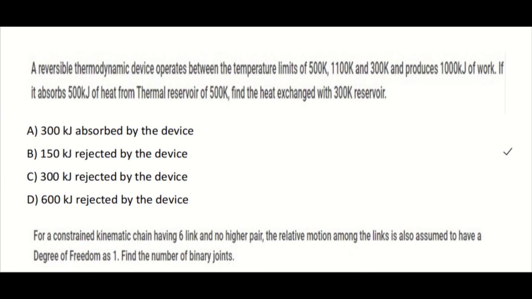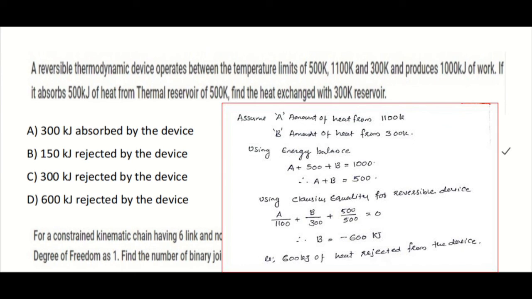Next, a reversible thermodynamic device operates between the temperature limits of 500 K, 1100 K and 300 K and produces 1000 kilojoule of work. If it absorbs 500 kilojoule of heat from the thermal reservoir of 500 K, find the heat exchanged with the 300 K reservoir. Okay, first assume A is the amount of heat from 1100 K and B is the amount of heat from 300 K.